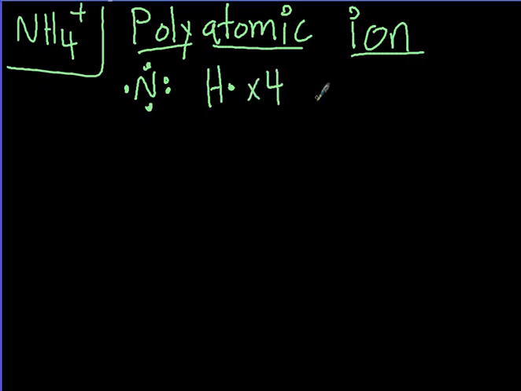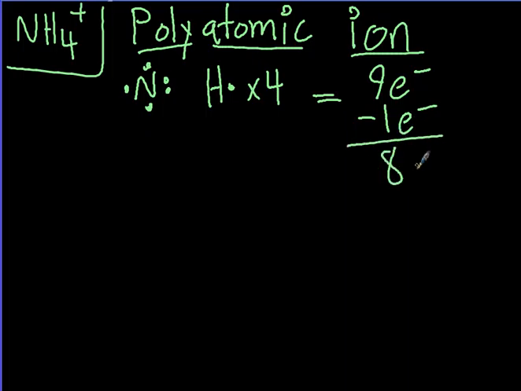So that gives you a total of 9 electrons. This positive tells you that this whole group has an overall positive charge, meaning that it lost 1 electron compared to what it would normally have. So that means that normally we would have 9, whereas this guy has 8. So the structure you're actually going to create only has 8 electrons in it.